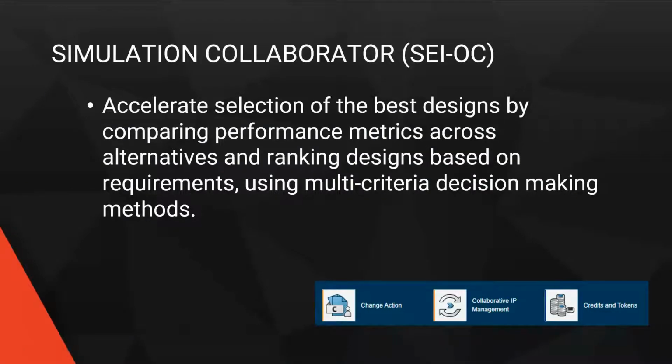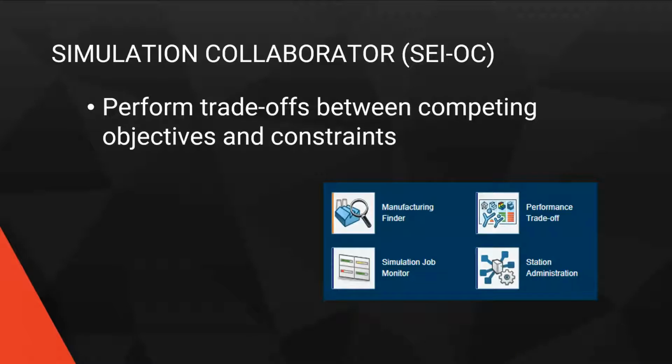So simulation collaborator, it can accelerate the selection of the best designs by comparing performance metrics across alternatives and ranking those designs based on requirements using multi-criteria decision-making methods. So basically, it can compare performances of different configurations, and you don't need the structural engineering or structural design or more advanced roles. It just lets you view whatever you might need and make cuts and changes on the actual simulation result. And it's perfect for project managers, head engineers, whoever might need it. You can perform trade-offs between competing objectives and constraints. So let me just show.